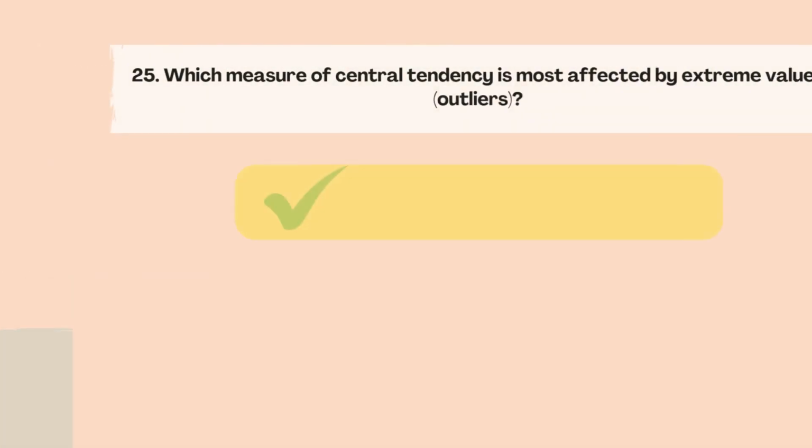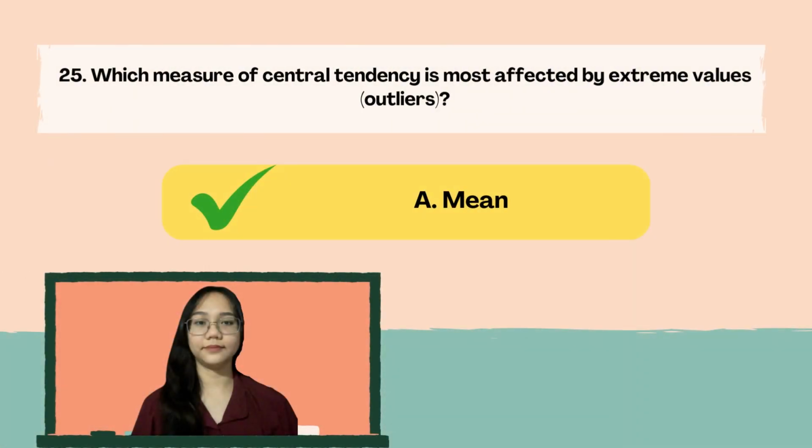The correct answer is A. Mean. Mean uses all values, so very large or very small numbers can pull it up or down a lot.